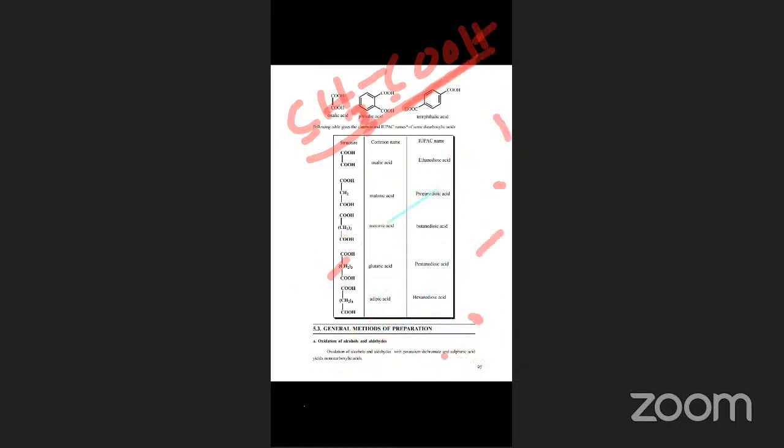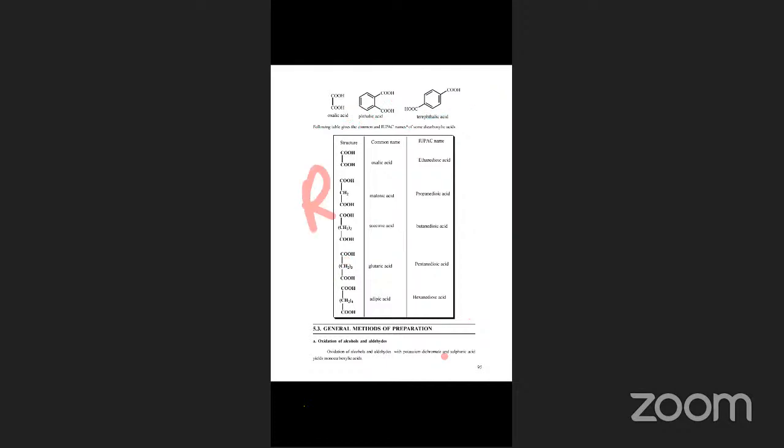They ask the functional group. What is the functional group showing as carboxylic acid? Just remember, RCOOH is carboxylic acid. RCOOH is carboxylic acid. Okay, see the examples.